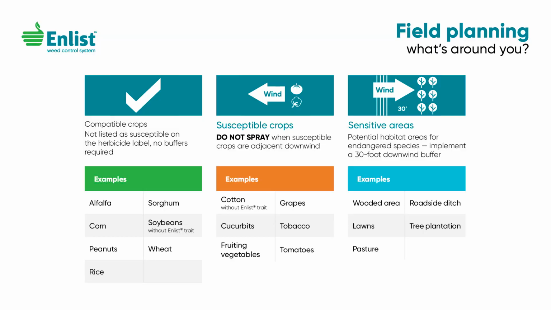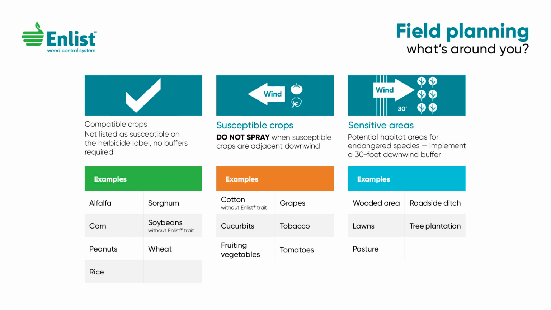So once we've got sensitive areas taken care of, we want to shift gears and talk a little bit about what compatible crops and susceptible crops may be nearby and in adjacent fields. Compatible crops would be crops that do not have a downwind adjacent field buffer when applying Enlist herbicides. What this means is the wind can be blowing from 3 to 10 miles an hour in the direction of that compatible crop in an adjacent field, and we can still make that application.